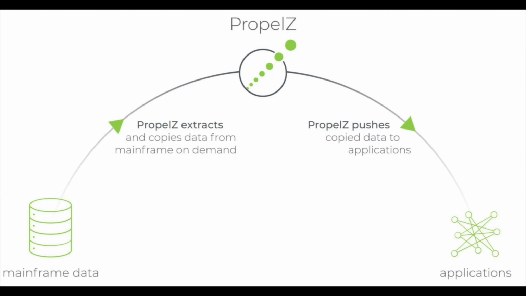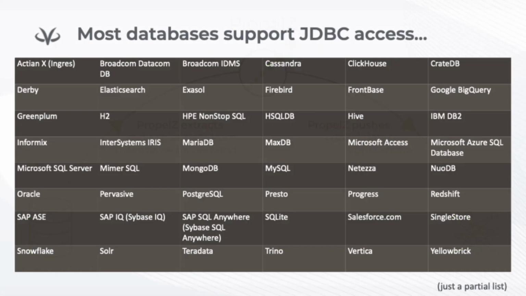PropelZ can be used to quickly and easily create a copy of mainframe data, such as VSAM files, and load that data into hybrid cloud environments where you can use your familiar database and BI capabilities. We use a well-known and widely used method known as JDBC, or Java Database Connectivity. JDBC was created to allow Java programs access to relational data in a uniform way that is compatible with nearly all industry standard or newer emerging database servers.